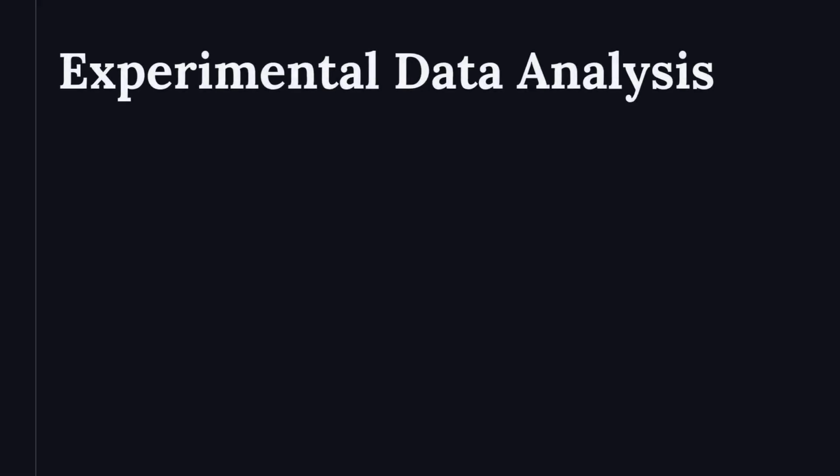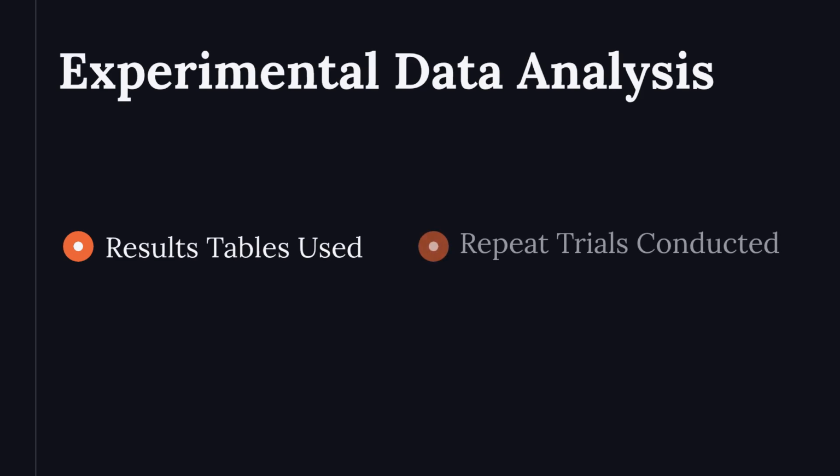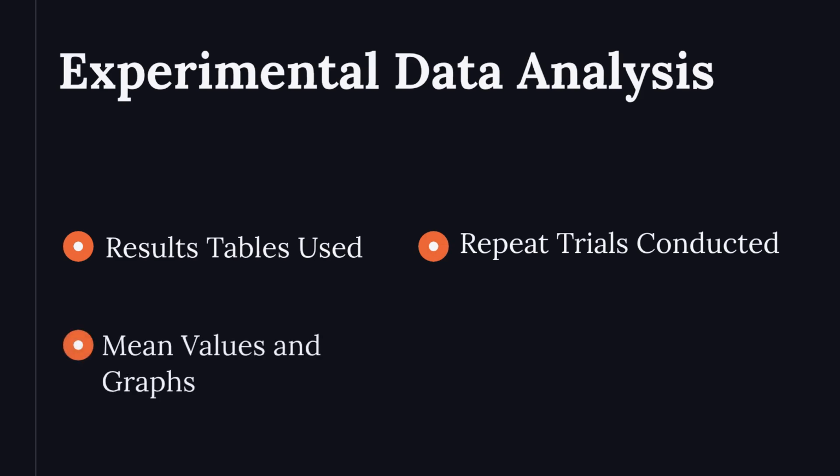Experimental data was presented using scientific and mathematical methods. Results tables, repeat trials, mean values, and graphs were used. Rf and reaction rate calculations were included. This approach made results easier to compare and identify trends. Scientific methods ensured clarity and accuracy.